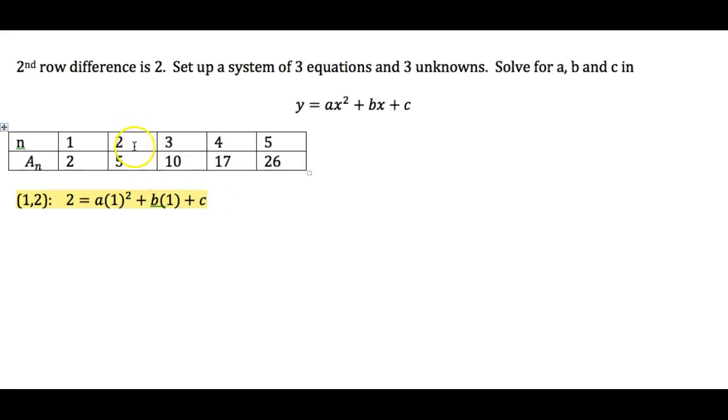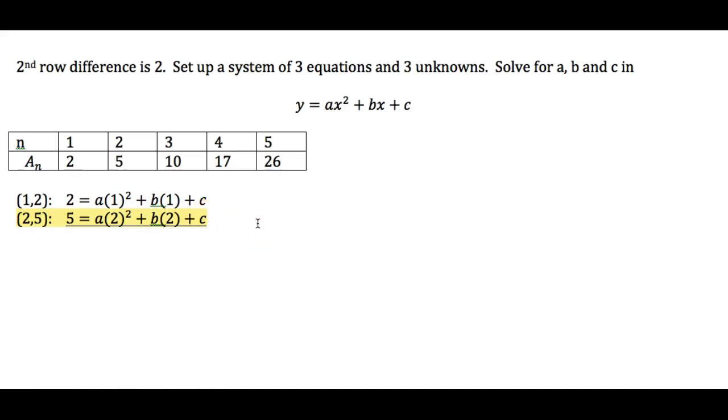Now I'm going to take the second point and write an equation with that. It's kind of weird that you're putting in the x and y and leaving the variables a, b, and c, but that's what we want to solve for. We want to solve for a, b, and c. So if I do this, I'm going to plug in 2 and 5, and I get this equation right here.